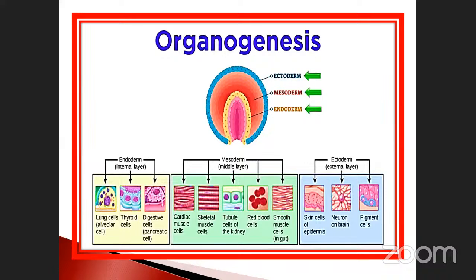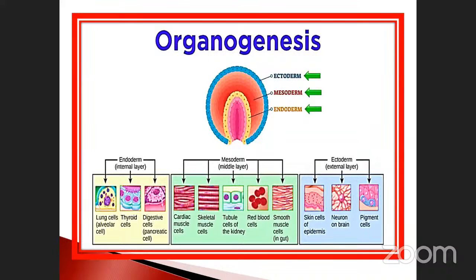Organogenesis: ectoderm is the outermost layer, mesoderm the middle part, and endoderm the inner part. In the endoderm layer, lung cells, thyroid cells, and digestive cells are secreted by the endoderm, the inner part. These are all our inner parts. Mesoderm, the middle layer, I already told you: cardiac muscles, skeletal muscles, tubule cells, red blood cells, and smooth muscle cells. These are all our middle layer formation.